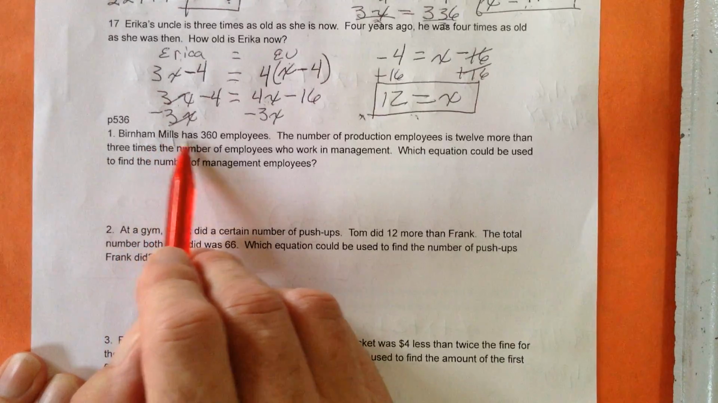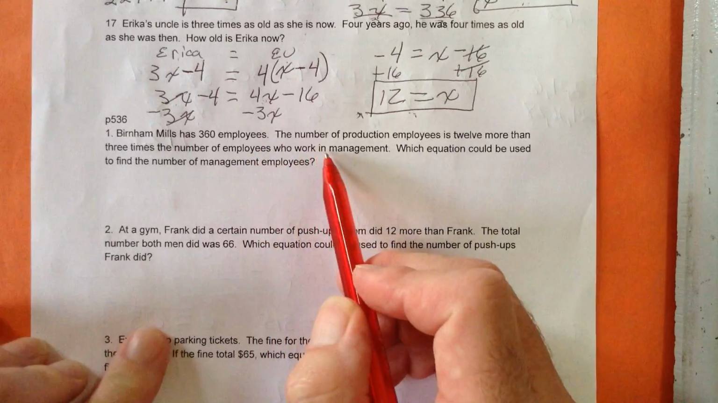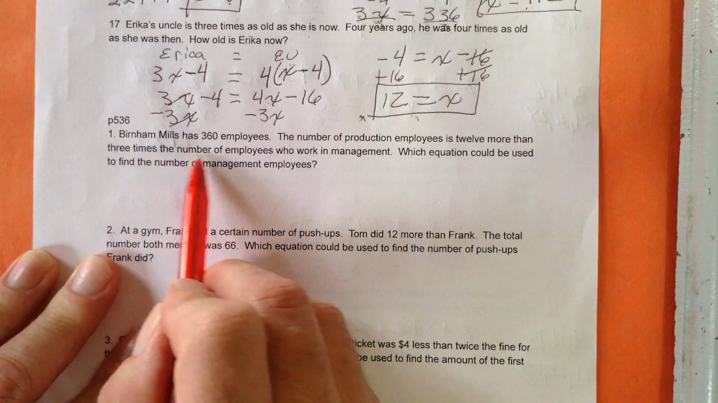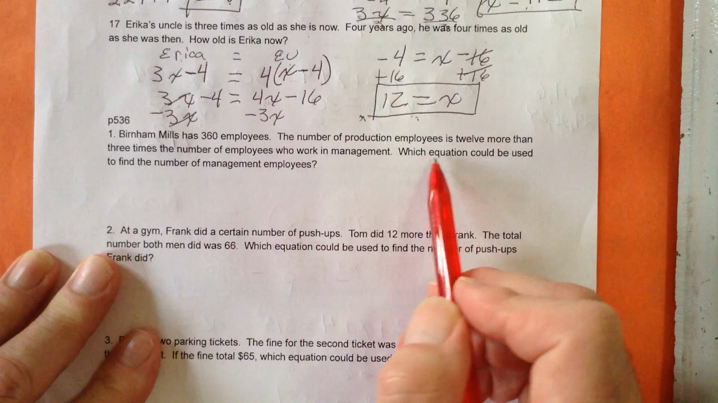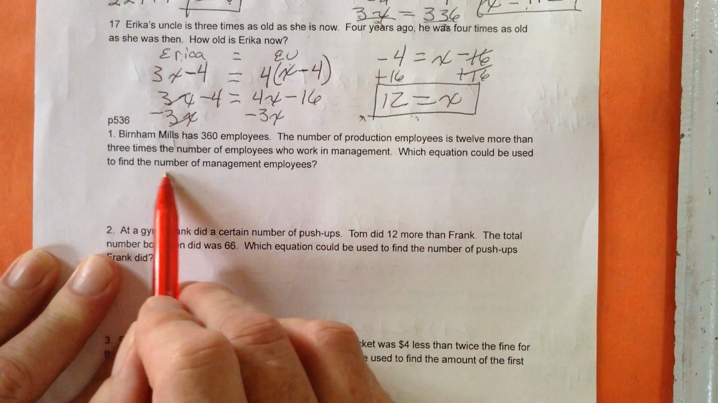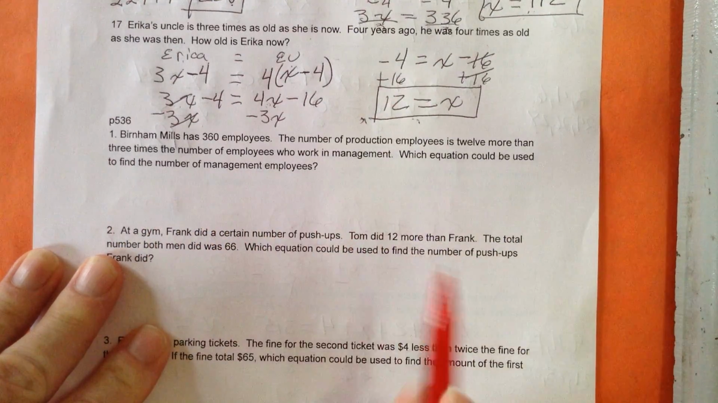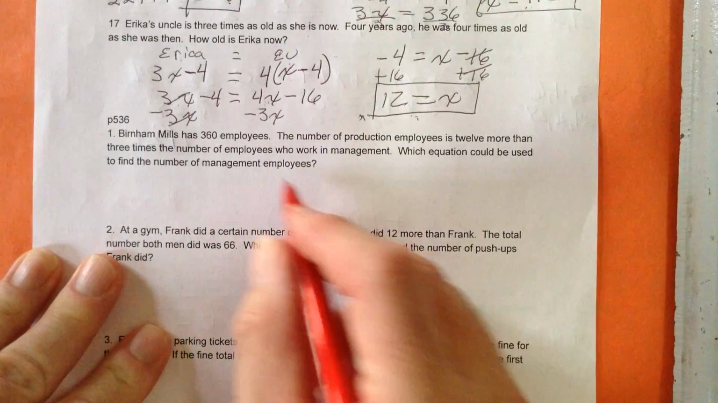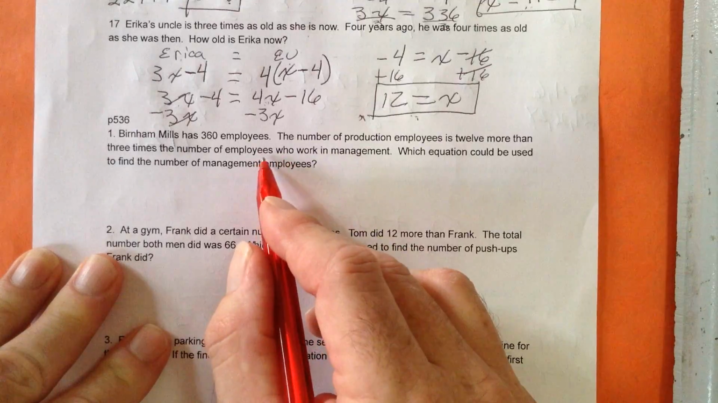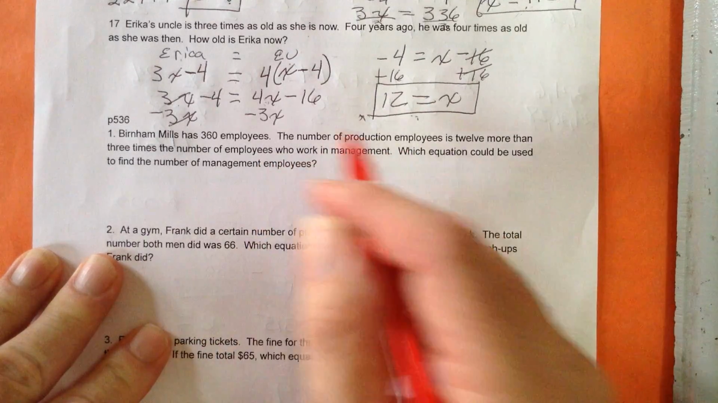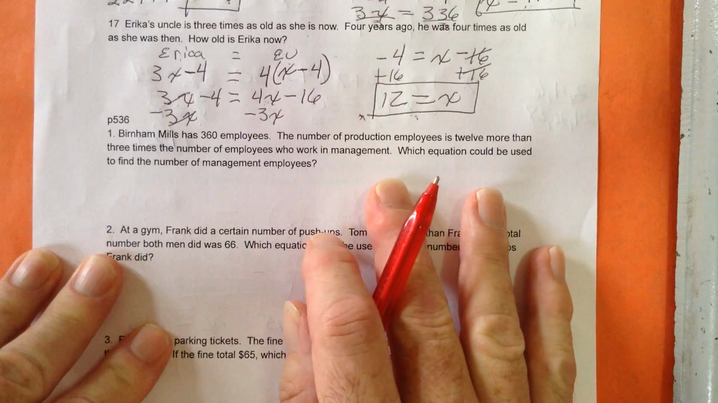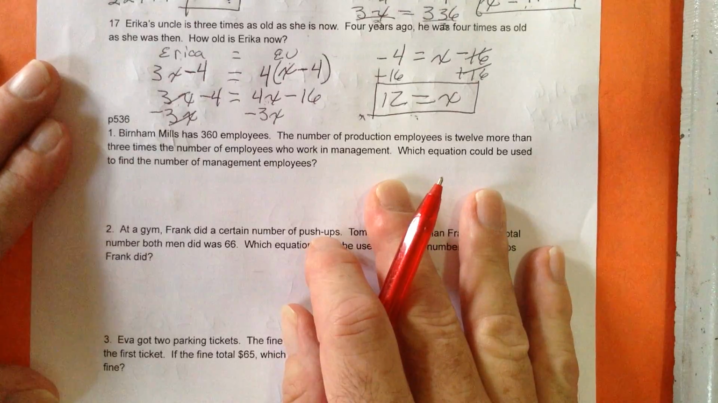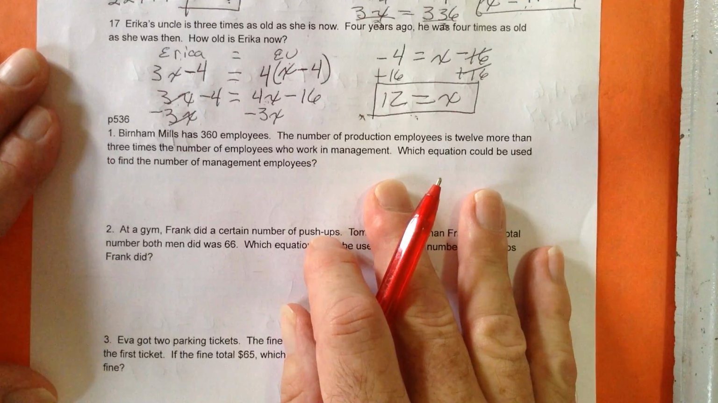Burham Mills has 360 employees. The number of production employees is 12 more than 3 times the number of employees who work in management. Which equation could be used to find the number of management employees? So just like we're doing up here, it's the same process. We're looking at, and sometimes again, if you can't figure out the other ones, look at the answer and then work it backwards. I've done that quite a bit studying math as well.